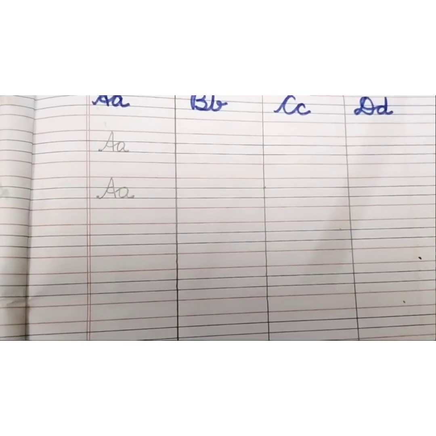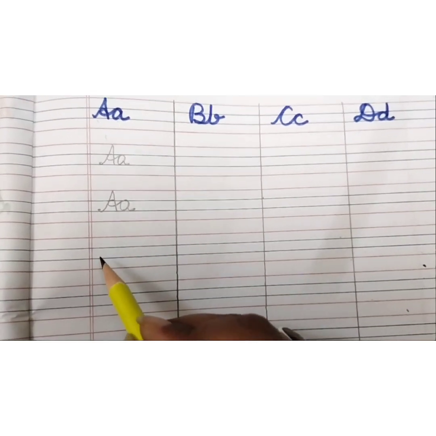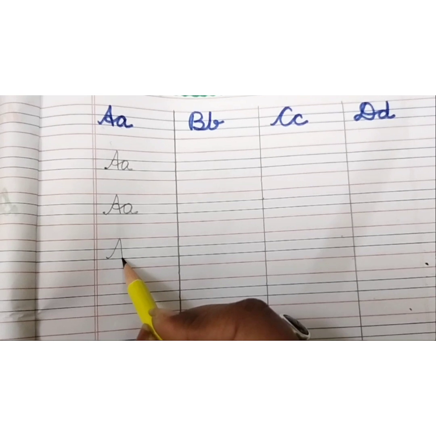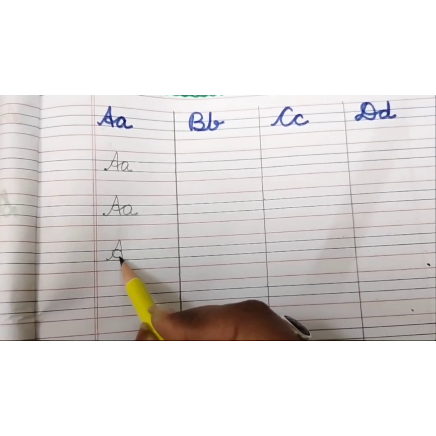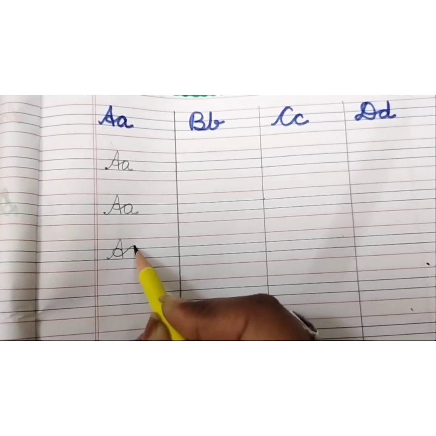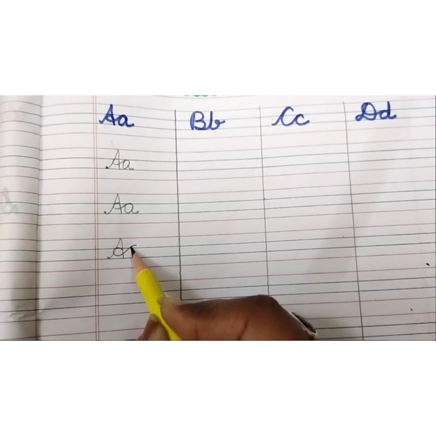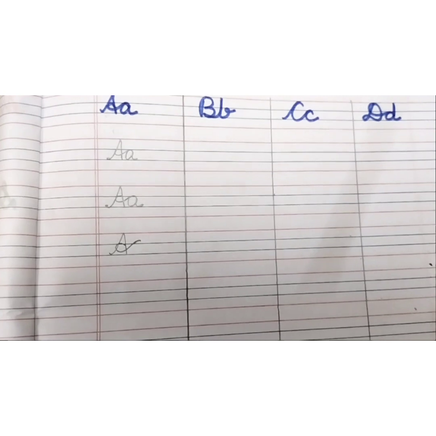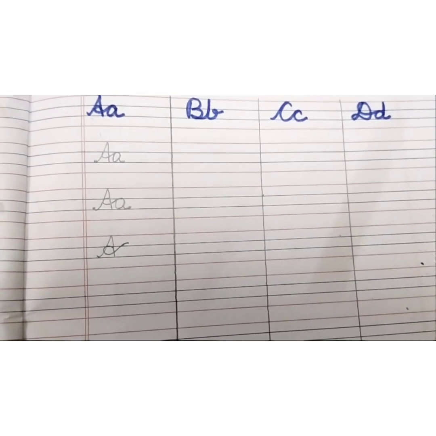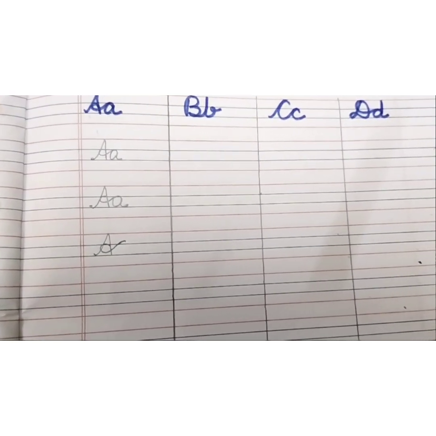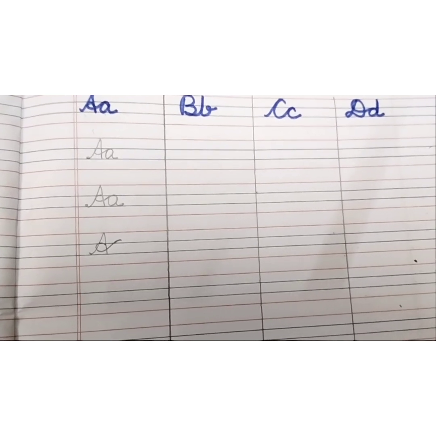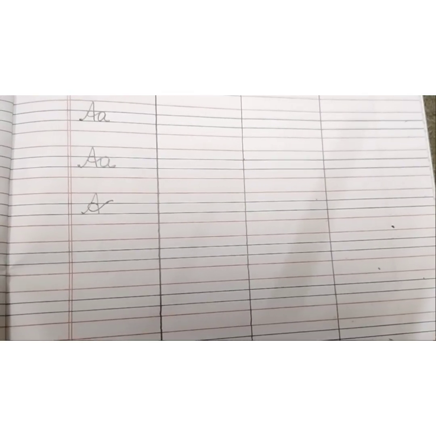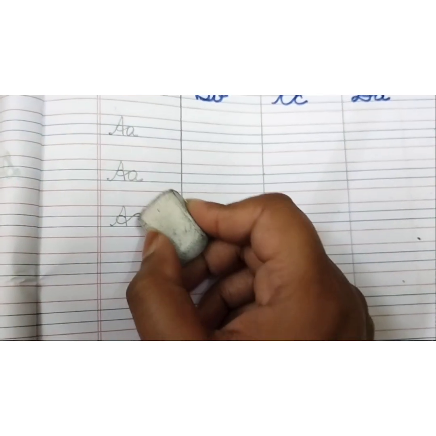Now again I am writing, please follow me. Children, please follow me very carefully. See, I was out of the line. So children, now what should I do? Who can help me? Yes, very good. Now I have to erase it. So I will take my eraser and I will erase this.